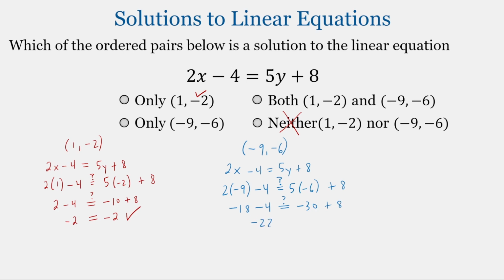This is negative 22 on the left side. And we get negative 22 on the right side. So this is equal. This is true. So negative 9, negative 6 is a solution to the linear equation. So it's both of those values. So our answer is both 1, negative 2 and negative 9, negative 6. Both of those ordered pairs are solutions to the linear equation 2x minus 4 equal to 5y plus 8. And they fall on that line.